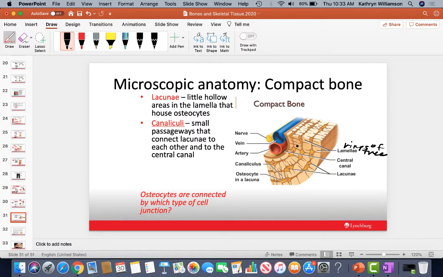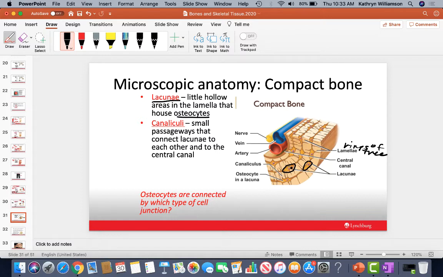Okay, within the lamella, we're going to have these little spaces, and these are little hollowed out areas, and these are called lacunae. And so these are basically little houses where the osteocytes are going to hang out and assess the bony matrix around them. So here we're going to have a lacuna with an osteocyte inside it. Here's a lacuna with an osteocyte.